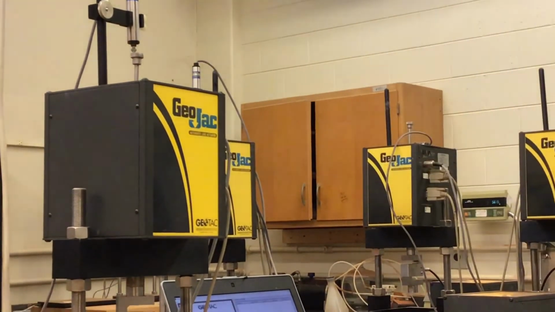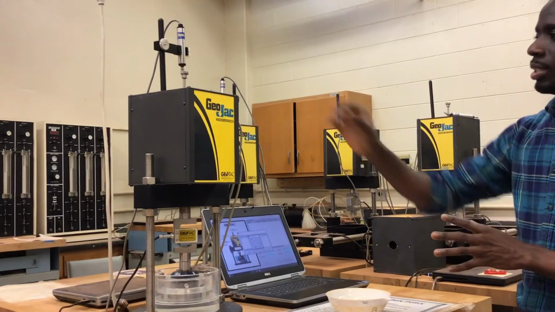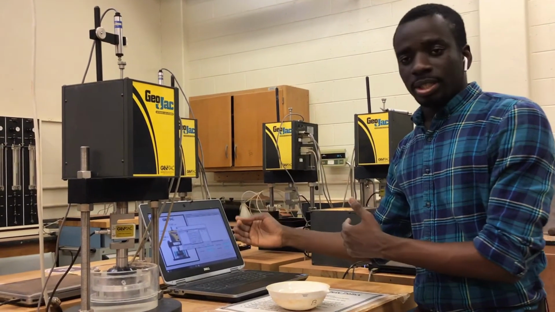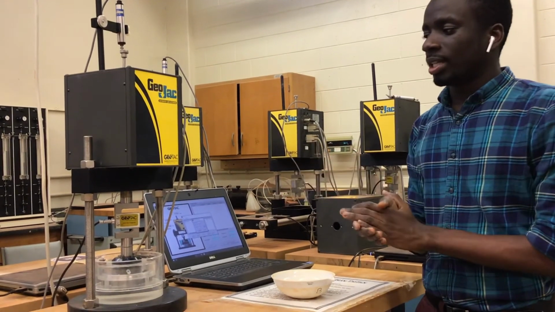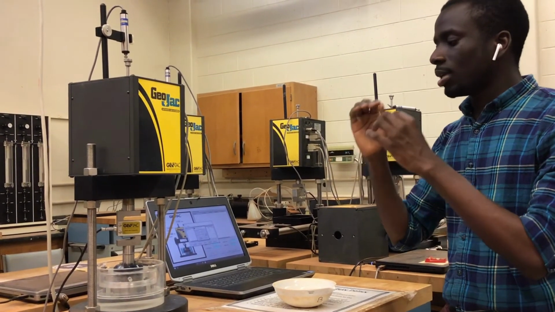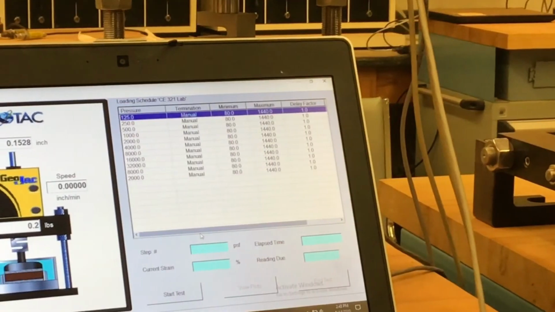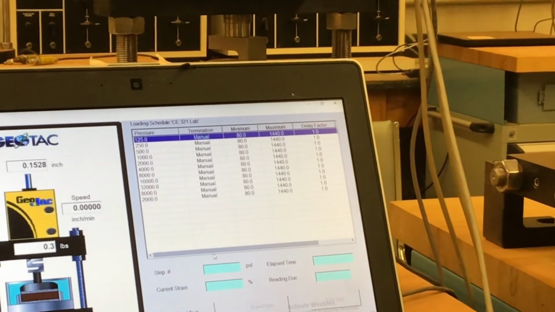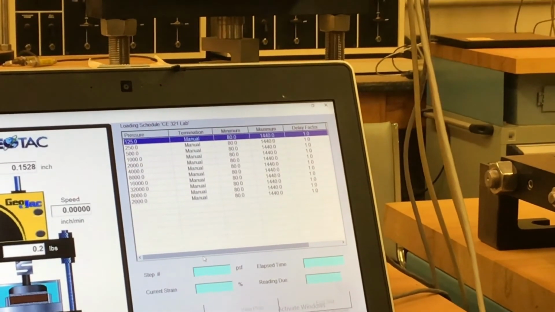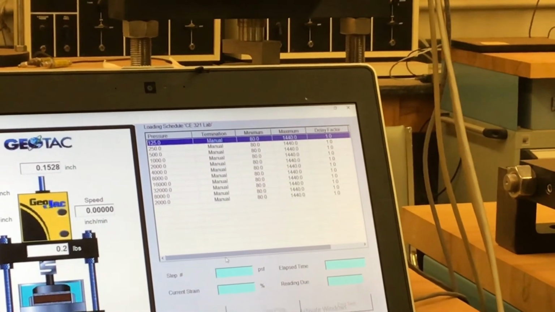Alright, and one thing to note is that since these things are going to measure displacement, it's important to calibrate it and then re-zero it to make sure that any displacement that is measured or any load is actually starting from the initial point. Alright, so as can be seen on the screen, that is the loading schedule of 125, 250, 500, and so on and so forth.